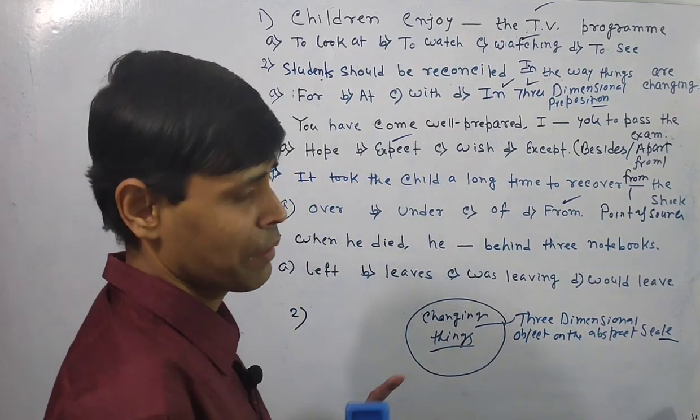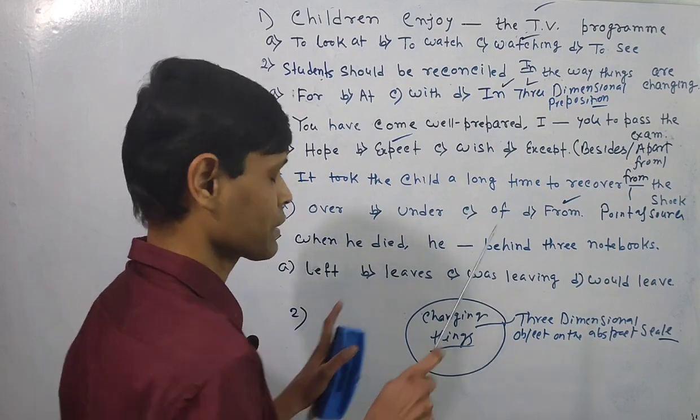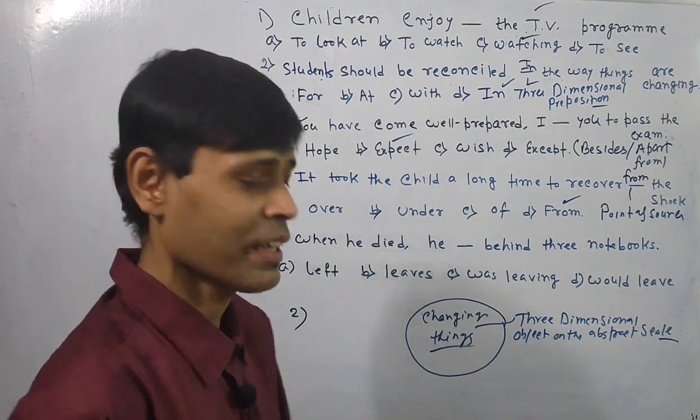When he died, blank, he behind 3 notebooks. Now there are 4 options: left, lives, was living, would live. He already died. That means the action happened in the past. It is based on the simple past tense or past indefinite tense.